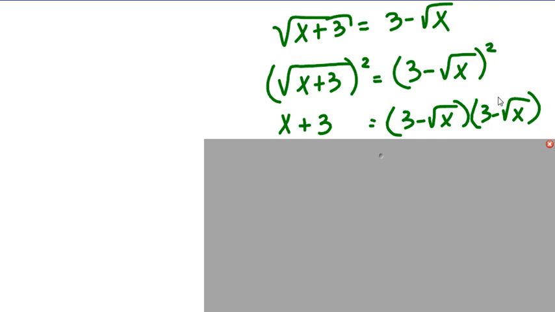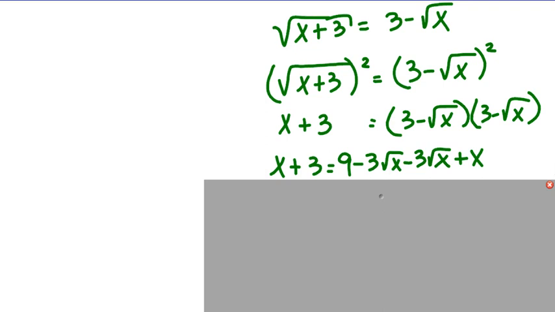3 times the negative square root of x is going to be a negative 3 square root of x. Negative square root of x times 3, that would be a negative 3 square root of x. A negative times a negative is a positive, and the square root of x times the square root of x, remember, that's the square root of x squared, which undoes itself to give you just x.